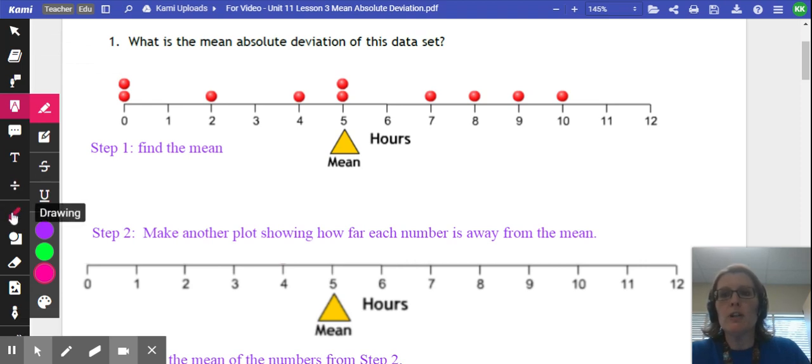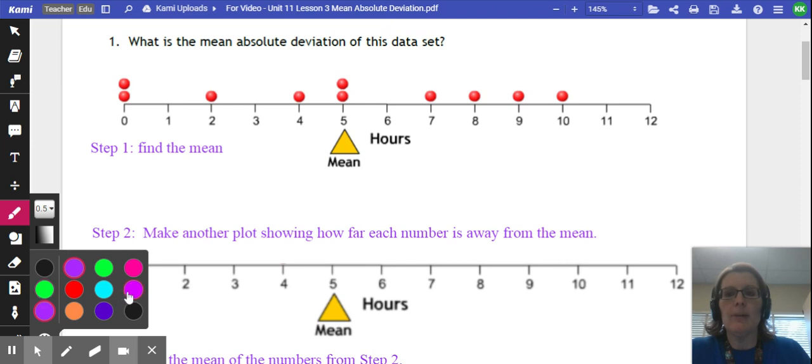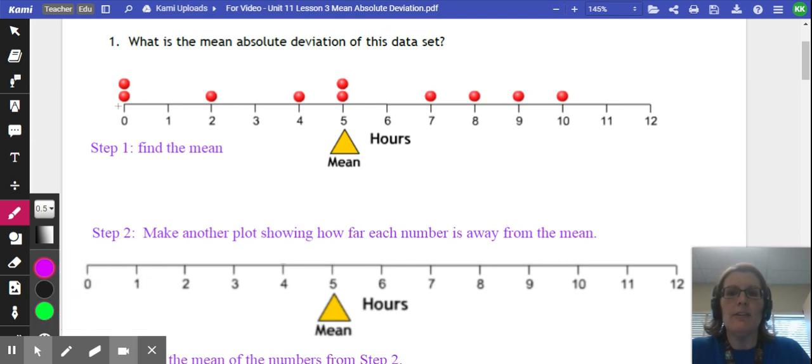So our first question says, what is the mean absolute deviation of this data set? Notice it is a dot plot. If you forgot how to read a dot plot, each of these dots represents a number. So this is 0, 0, 2, 4, 5, 5, 7, 8, 9, and 10.